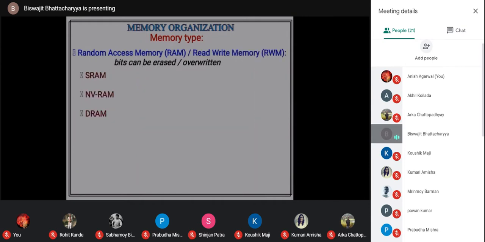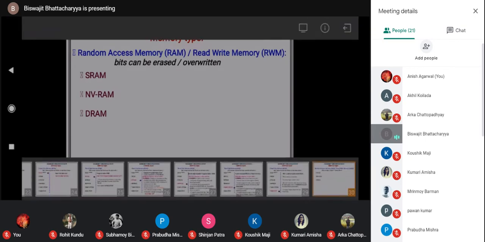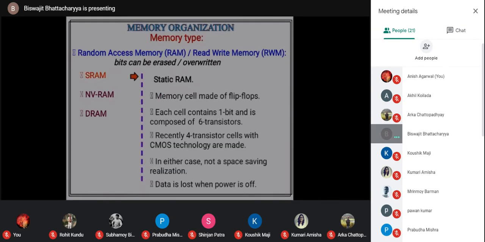Now we want to say just a few words again on the RAM or RWM, where bits can be erased or overwritten very easily. Again, three types of RAM or RWM are possible: SRAM, static random access memory, NVRAM, and DRAM. First, we go to the SRAM, static random access memory.